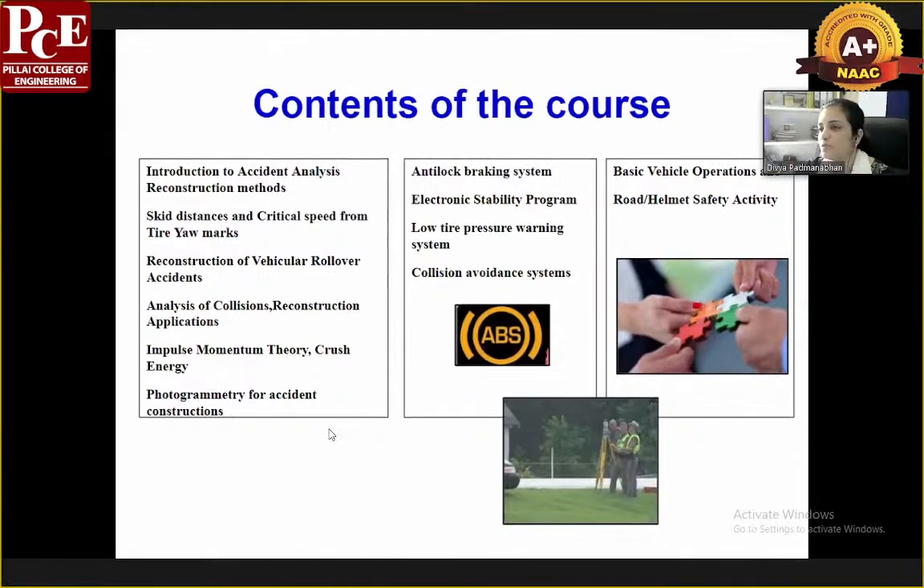And a few of you definitely have heard about the anti-lock braking system, the ESP, the low tire pressure warning systems, and other collision avoidance systems. This is also something that we would learn under this course. And there is going to be an activity which I would expect every student who is interested to join in for the course should be doing. So that is all about this particular course.